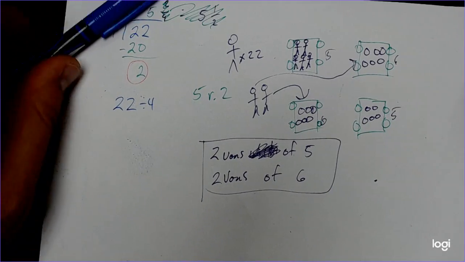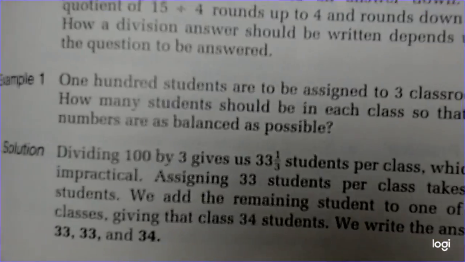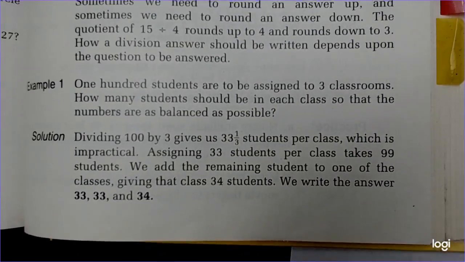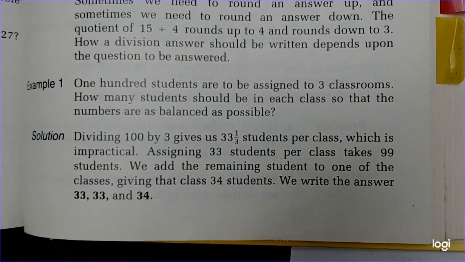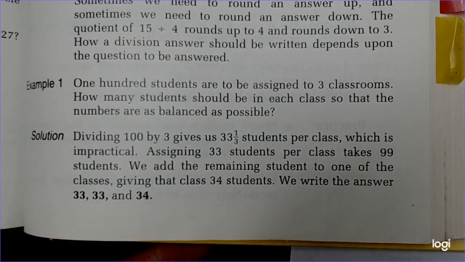Now let's do an example problem from your book. Ooh, this is a good one. They tell me that 100 students are to be assigned to 3 classrooms. How many students should be in each class so that the numbers are as balanced as possible? So as balanced as possible. What we're going to do is take our 100 students and divide them by 3.